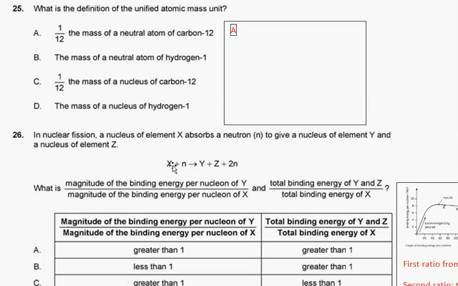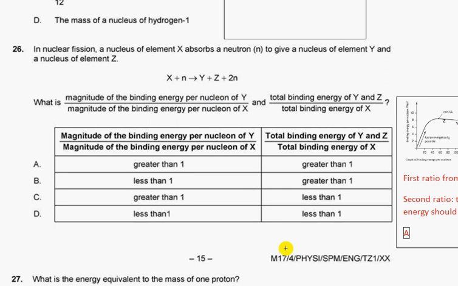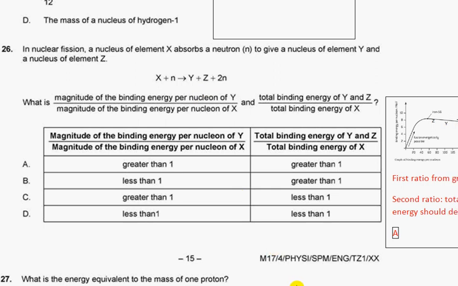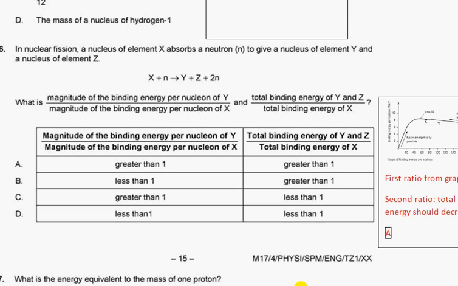What is the definition of unified atomic mass unit? So it is A, just learned by heart. It is 1/12 mass of neutral atom of carbon 12. So protons and neutrons mixed and average of it. Right, let's move on, we'll come back later.